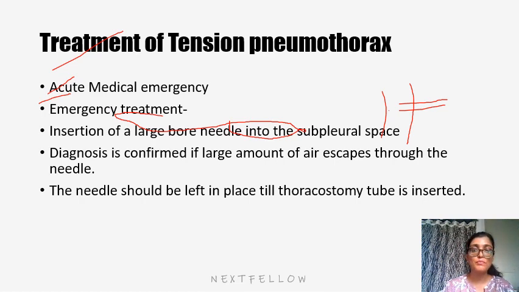Another way to confirm is to put the needle in, fill half a syringe with saline, and attach it over the needle. You will see bubbles of air gushing through the needle. So that is one more bedside confirmatory test. Then the needle should be left in place till a thoracostomy tube, that is an ICD, is inserted.